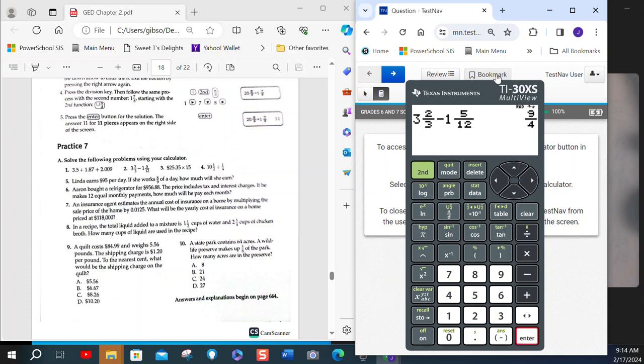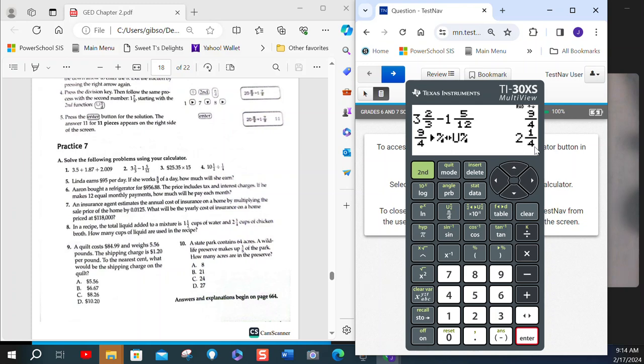So it gives us 9/4. But the problem with that is we know that when we solve a fraction, if it's an improper fraction, we want it to be a mixed number. So in order to get a mixed number, we'll press second. We'll press this button here, this X10 to the n, and then press enter. And it gives us our mixed number.